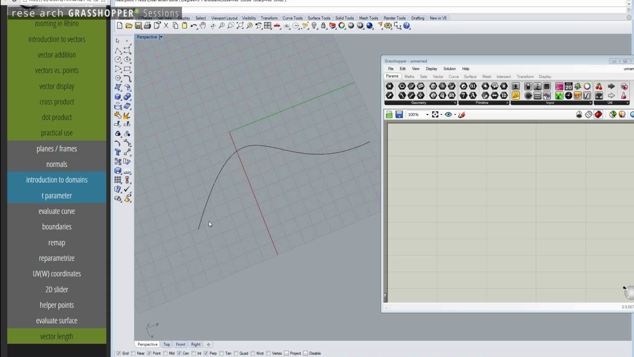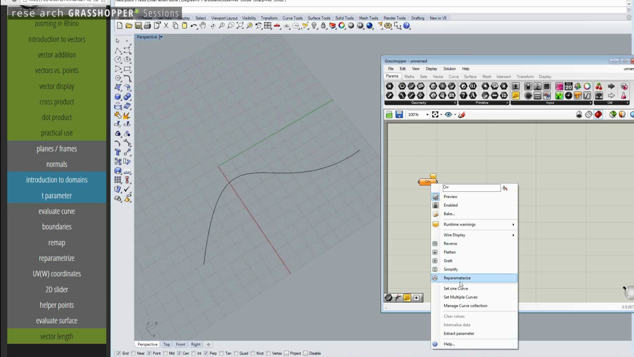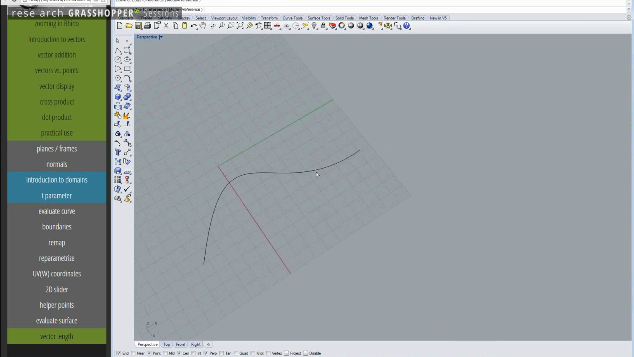Not only that, I can imagine that the steps here, like the centimeters or inches, would be different, like their distance would be different than here, and then again here. I can imagine that this had its own coordinate system. And in fact, it does. It's called a domain. I'm going to reference this curve into GRASSHOPPER.